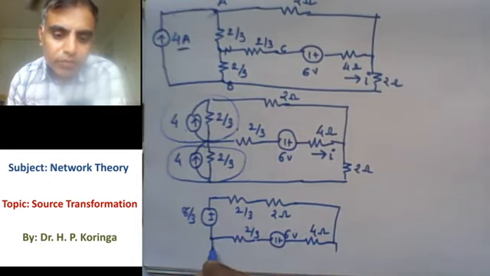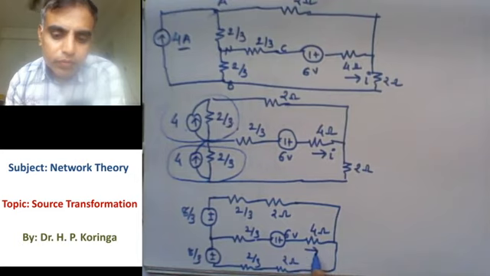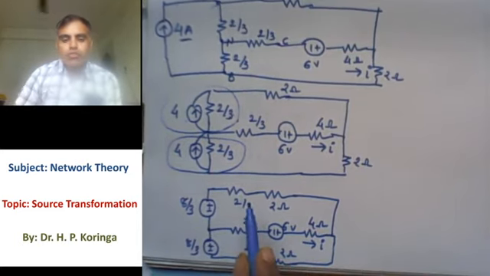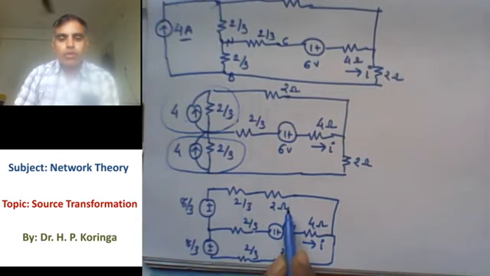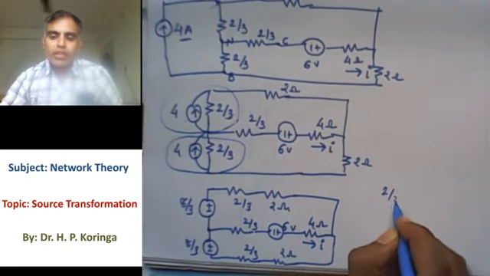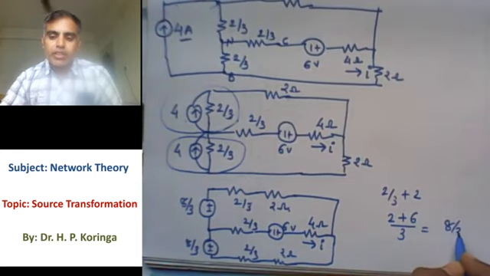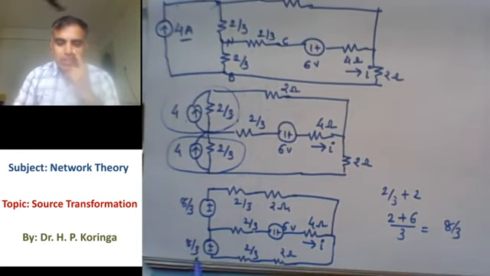Similarly, in the other branch we have 8 by 3, 2 by 3 and 2 ohm. Okay, 2 by 3 and 2 ohm. So now this 2 by 3 plus 2 ohms is an addition. So 2 by 3 plus 2, it is 2 plus 6 divided by 3, so it is 8 by 3. Resistance also 8 by 3. Similarly, this equivalent is also 8 by 3.